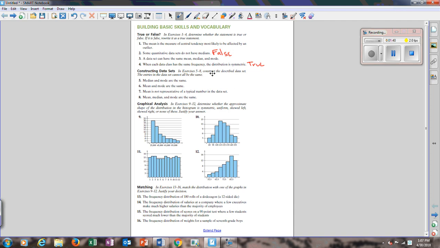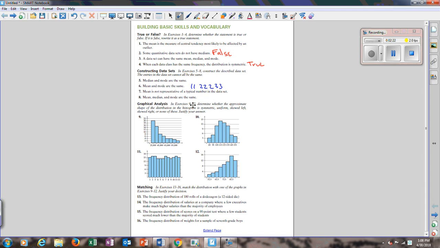Constructing data sets. Construct the described data set. The entries in the data set cannot all be the same. So the mean and the mode are the same. That could be like 1, 1, 2, 2, 2, 3, 3. Now, if we added these all together, that will give us 2, 4, 6, 8, 8 and 6 is 14. 14 divided by 7 is 2, which gives us the mean of 2. And the mode is there's 3 2's, so that would be your mode.